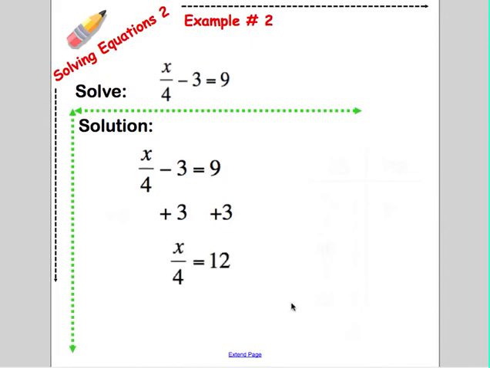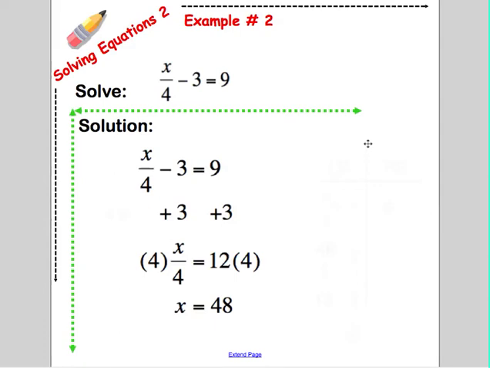Now we have a value that's attached. The 4 is attached by division. To get rid of division, we multiply. We'll multiply both sides by 4. That way they'll cancel out on the left, leaving us with just x, and we'll have 48 remaining on the right. X equals 48 is our solution.